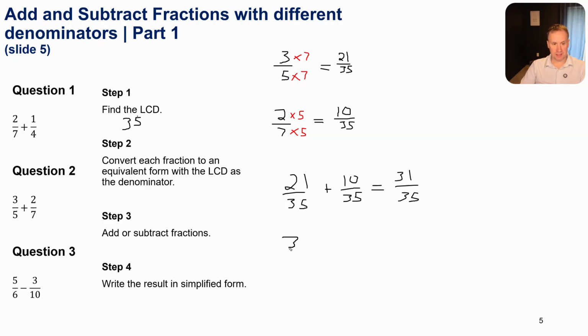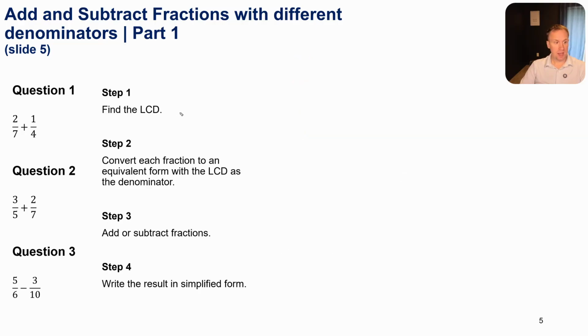Now, can we simplify this? Well, 31 is actually a prime number. The only numbers that can divide into 31 are 1 and 31, while 35 is broken down into 5 and 7. So none of these are common factors, which tells us that 31 over 35 is our most simplified version here. It's also a proper fraction. The top number is smaller than the bottom number, so I cannot convert it to a mixed fraction. Let's go ahead and look at question 3 now.